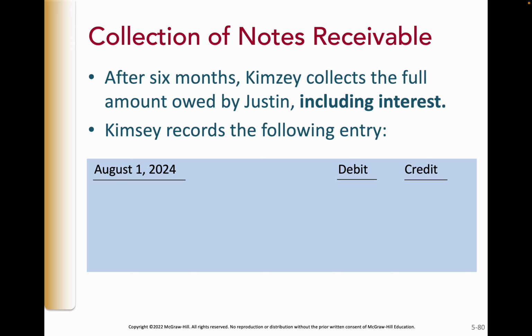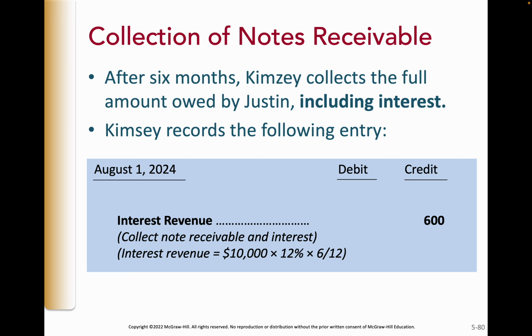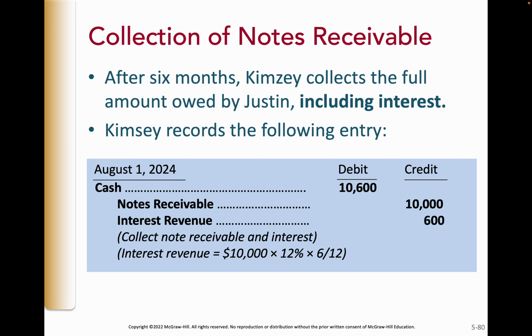After 6 months, Kimsey collects the full amount owed by Justin, including interest, and this is what they would record. A debit to cash of $10,600, a credit to notes receivable for $10,000, and a $600 credit to interest revenue because they are earning interest. It's a source of revenue from issuing the note.